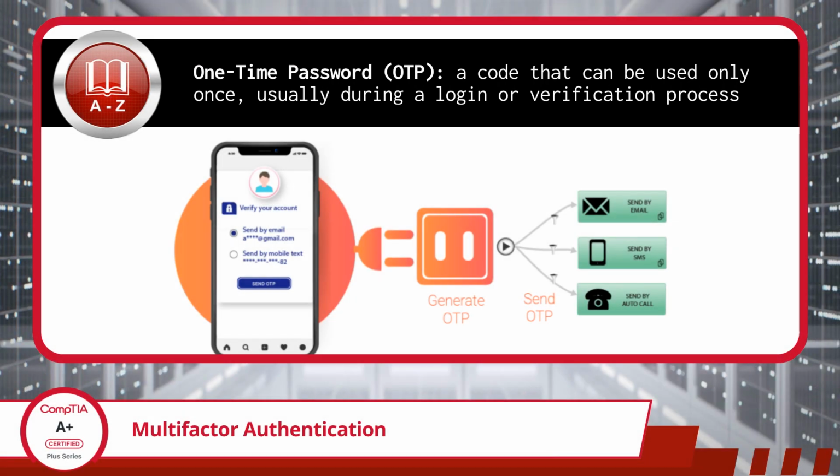Before looking at individual MFA methods, it helps to understand the idea of a one-time password or passcode, often abbreviated as OTP. An OTP is a code that can be used only once, usually during a login or verification process. Unlike a traditional password, it expires after use or after a short period of time, reducing the risk of reuse by an attacker. You might encounter OTPs in many forms throughout modern authentication, whether delivered by email, SMS text message, voice call, or generated by an authentication device or application. The key idea is that the code is temporary and single-use, making it much harder for an attacker to capture and reuse successfully.